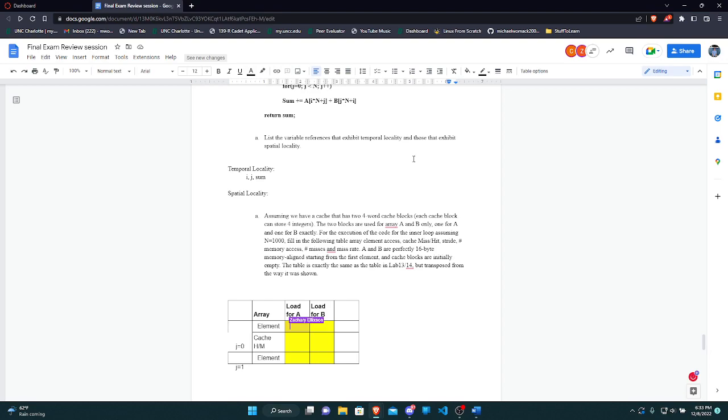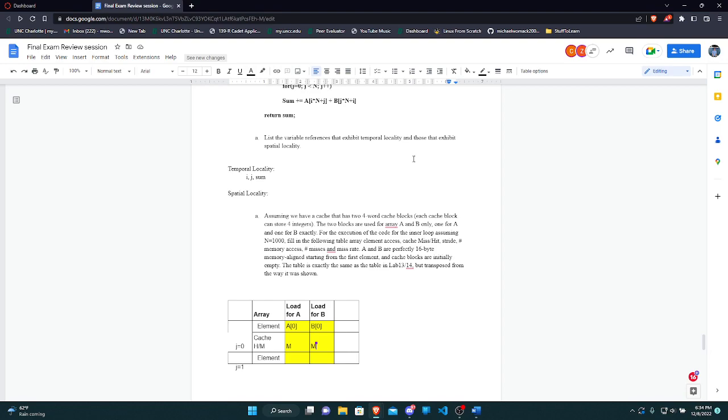And so for element, we're starting at the beginning. So A of 0, B of 0. They both start at 0 because I and J were both starting at 0. Each time you try to access an element for the first time, it's going to be a miss. And since this is the first time we're trying to load A and B, they're both going to be misses.